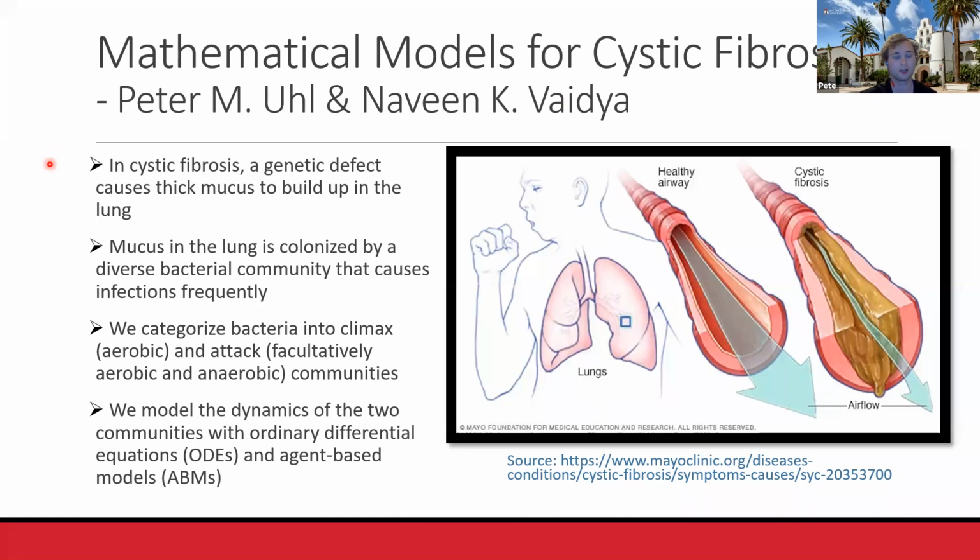Today, I'm going to be talking to you about mathematical models for cystic fibrosis. Cystic fibrosis is caused by a genetic defect that interferes with the transport of water across cell barriers. The result is that many bodily fluids become very thick and slow moving. In particular, what CF is most well known for is this thick buildup of mucus in the lung airways that interferes with airflow and causes difficulty breathing for people who have CF.